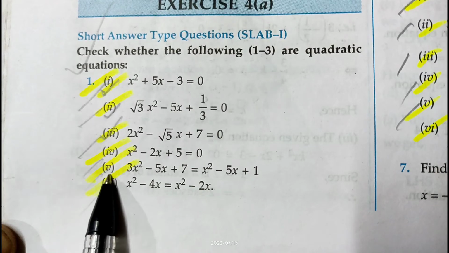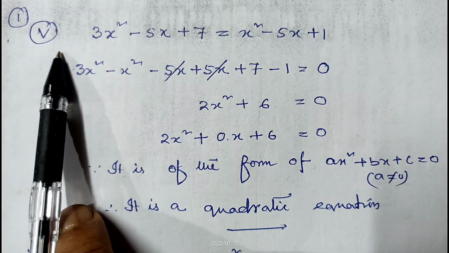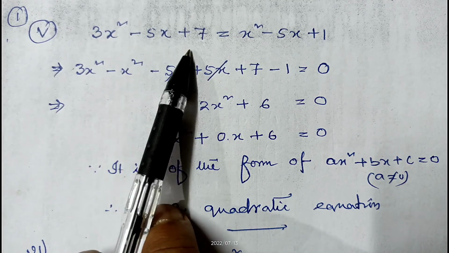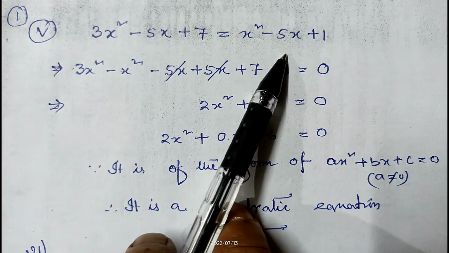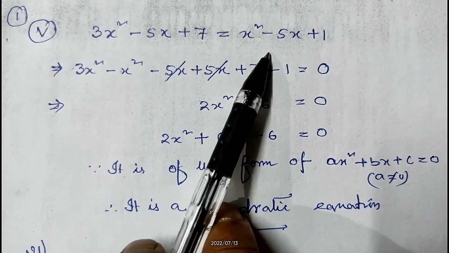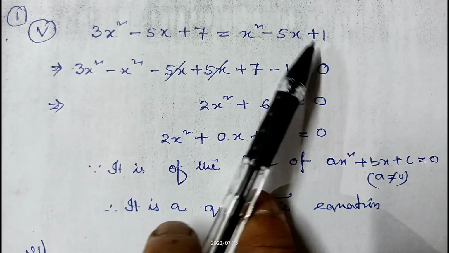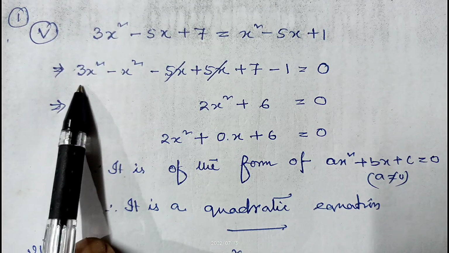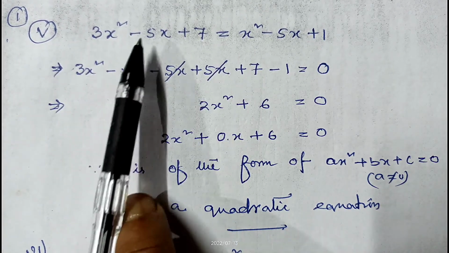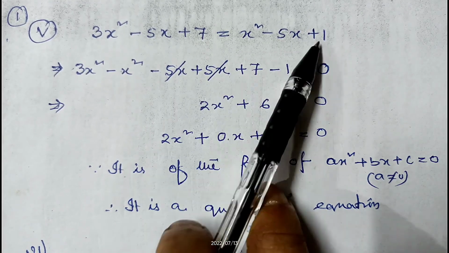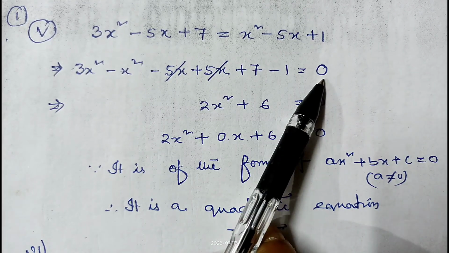Let me show the fifth part from question number 1. In the fifth part of question number 1, it is given 3x square minus 5x plus 7 equals x square minus 5x plus 1, and we have to check whether it is quadratic or not. Now if I transfer these three terms to the other side, it will be 3x square minus x square minus 5x plus 7 minus 1 equals 0.